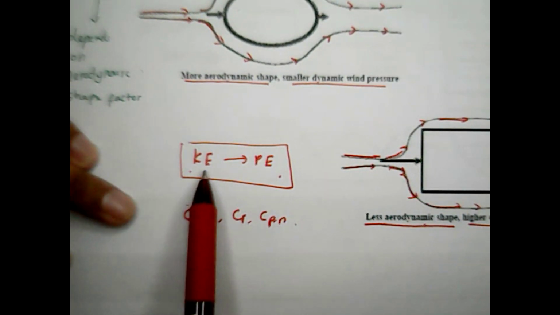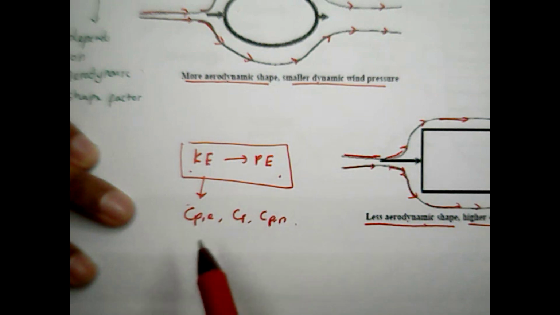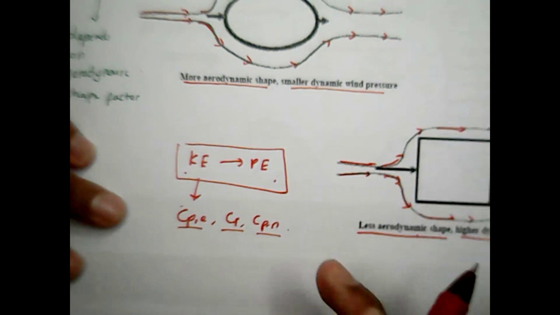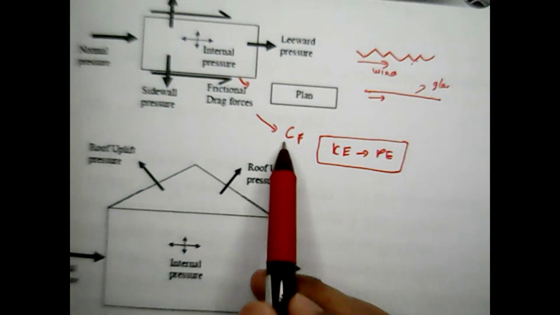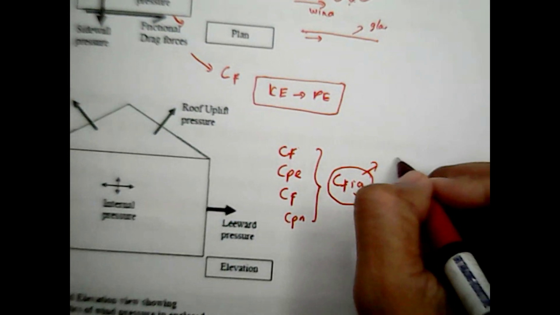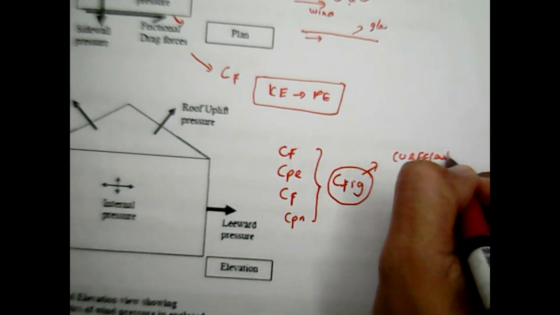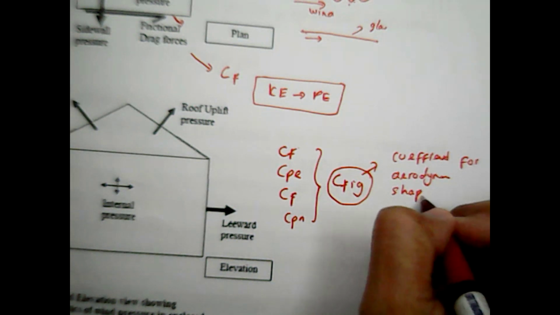So the coefficient factors that need to be accounted for when you calculate the kinetic energy transformed to potential energy are CPE, CPN and CF, the frictional drag force coefficient. All these together we call the CFIC, which represents the coefficients for the aerodynamic shape factor.